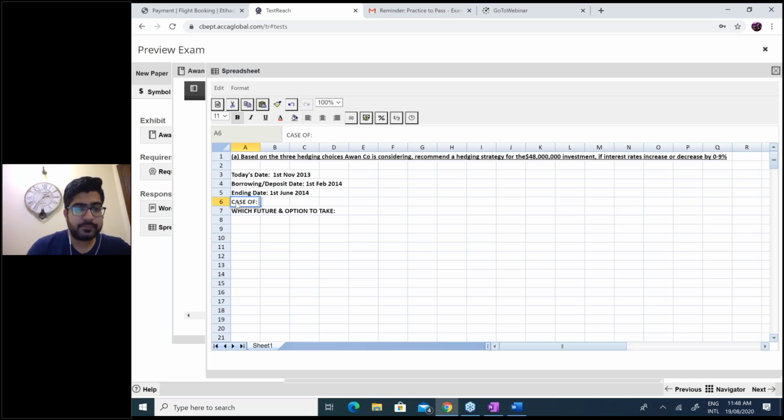Case of borrowing or deposit. Avan is planning to receive 48 million on 1st Feb, which will be invested. Invested means deposited.